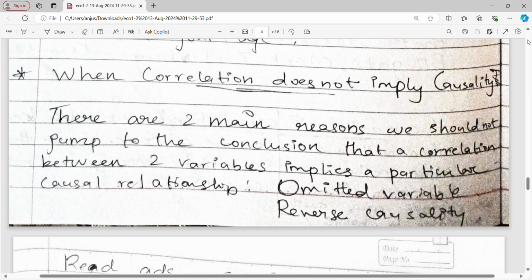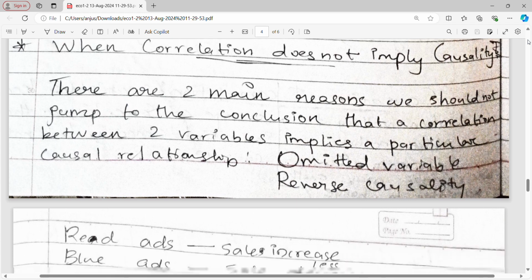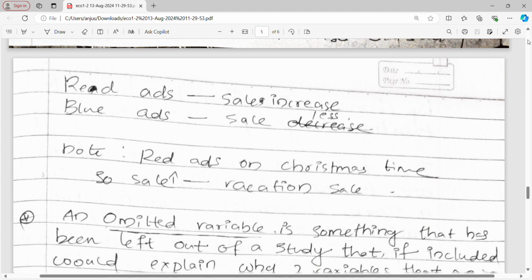So in the above two cases, positive and negative, though they were correlated, there were some kinds of causes. We don't know if it is the cause to effect path or effect to cause path, there is nothing like that, but there were some kinds of causes. Here there are two main reasons we should not jump to the conclusion that the correlation between two variables implies a particular causal relationship. So that we can read on: omitted variables and reverse causality.